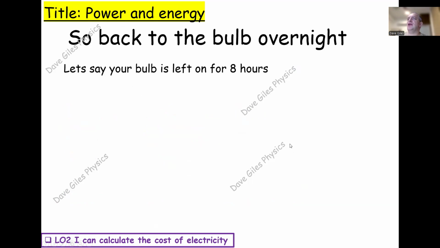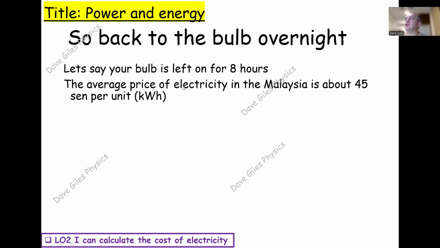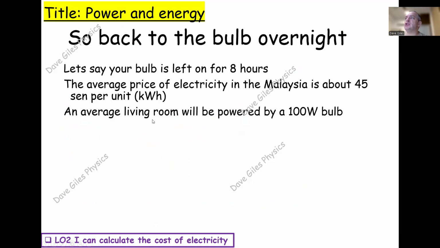So back to the bulb overnight. Let's say your bulb is left on for 8 hours. That's how long you go to sleep for. The average price for electricity in Malaysia is about 45 cents per unit, or was when I checked a couple of months ago. An average living room will be powered by a 100-watt bulb. It does vary a little bit, but that's about average.